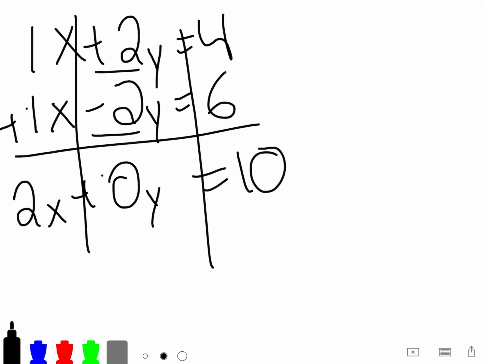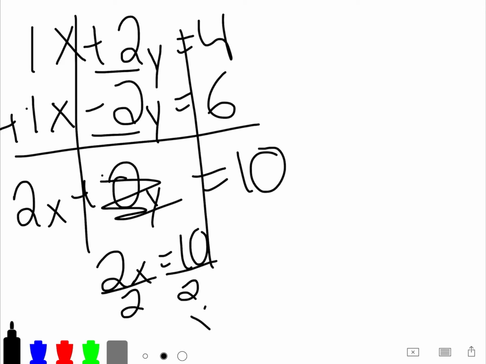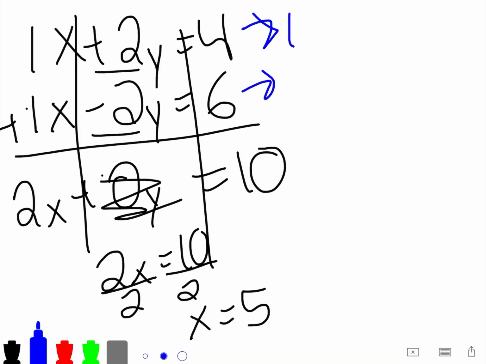So that 0y is basically nothing. 2x equals 10. Divide by 2. X equals 5. So then I can put that back into the equation. This isn't going to be a very pretty number. You can pick either one. You can pick the top equation or the bottom equation. It doesn't matter. I'm going to pick the top equation. 1x plus 2y equals 4.